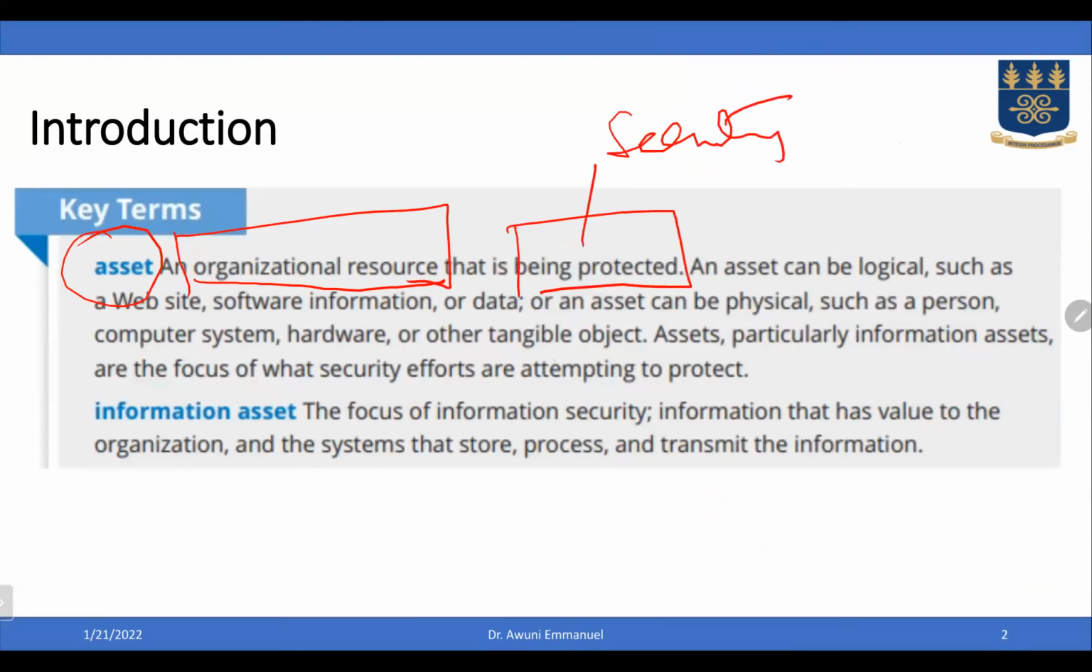Now, the devices that are required to be able to collect data, process the data, and give the feedback so that the organization can use that feedback to make decisions, that is what we term as information assets, because information assets focus on the devices that can be used to collect data, process the data, and give out the feedback, which can be used to make a valuable decision to help the organization.